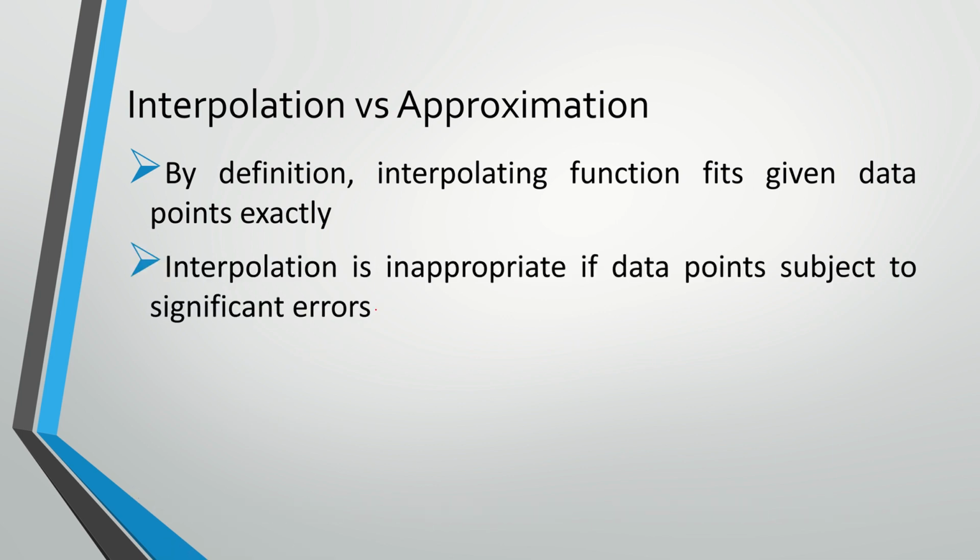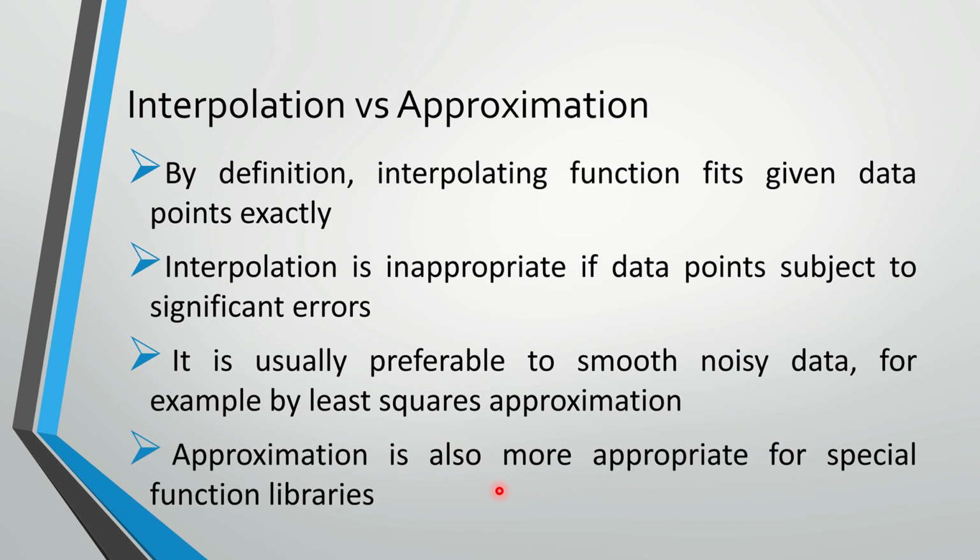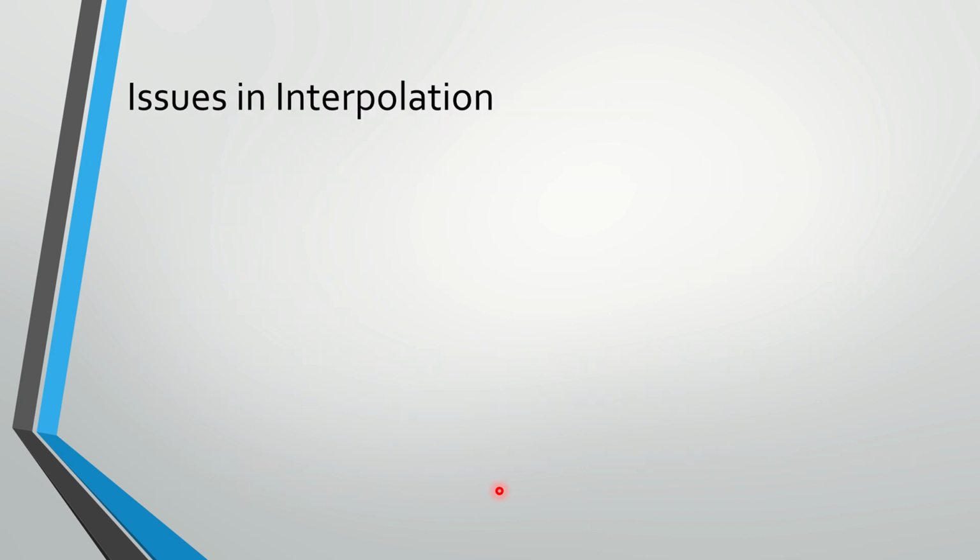Right, the next one is: interpolation is inappropriate if data points are subject to significant errors. Okay, if the data has some errors, so obviously we say interpolation is not a proper approximation for it. It is usually preferable to smooth the noisy data, for example by least square approximation. Okay, and approximation is also more appropriate for special function libraries. There are many special functions which can be approximated by approximation.